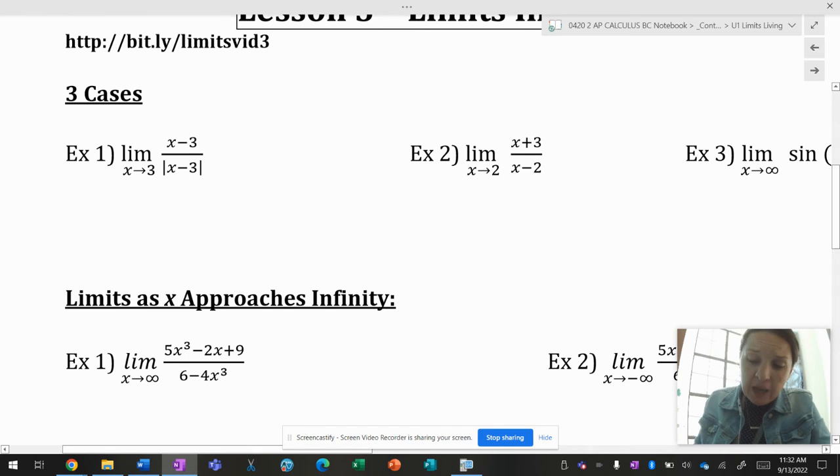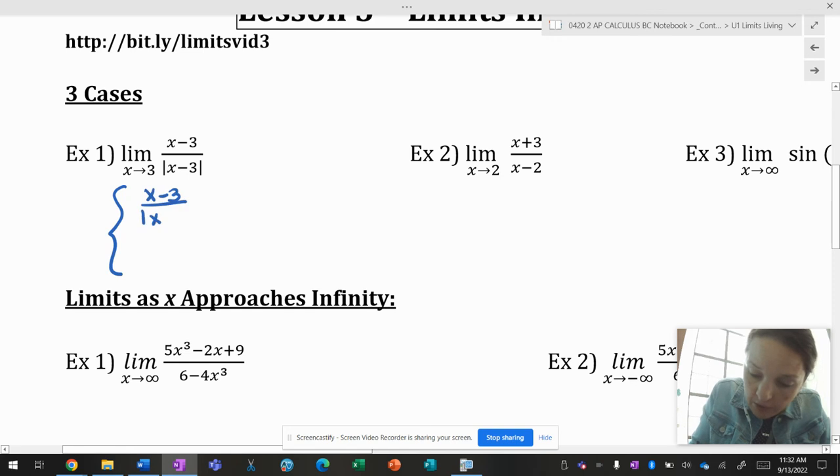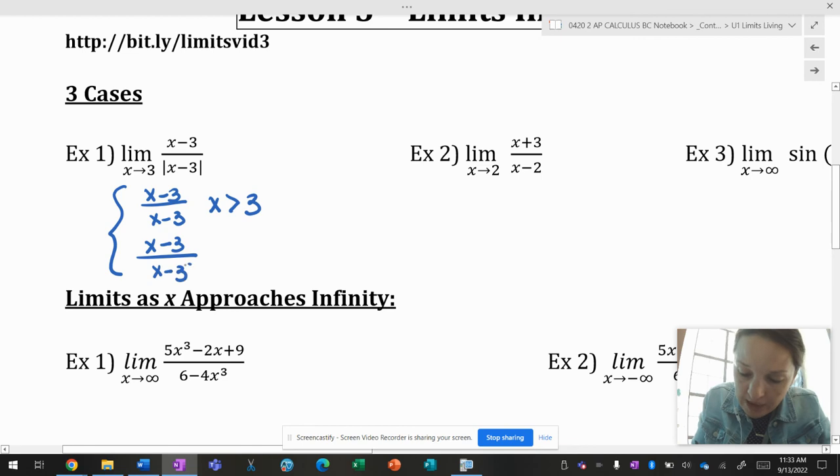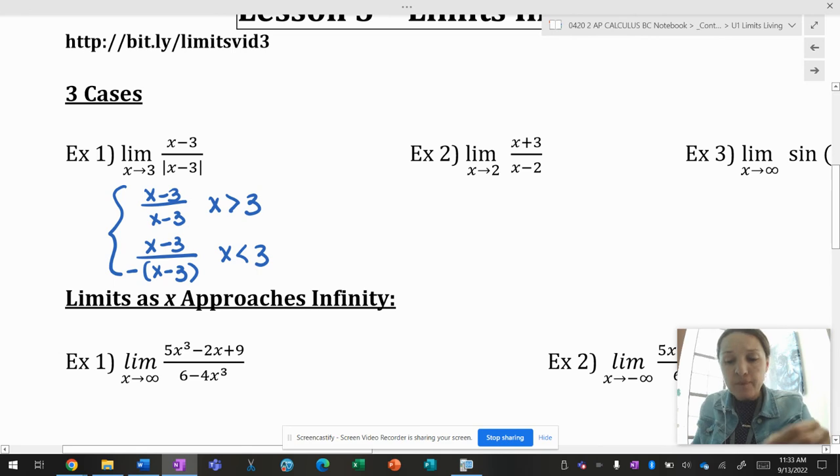One of those cases is when we have an absolute value, which really acts like a piecewise function. So I am going to rewrite this as x minus 3 over the absolute value of x minus 3 and drop the absolute value for whenever x is greater than 3, because when x is bigger than 3, I don't need the absolute value. Then I'm going to rewrite it as x minus 3 over negative x minus 3 for when x is less than 3, because when x is less than 3, the absolute value negates the negative to give us a positive answer.